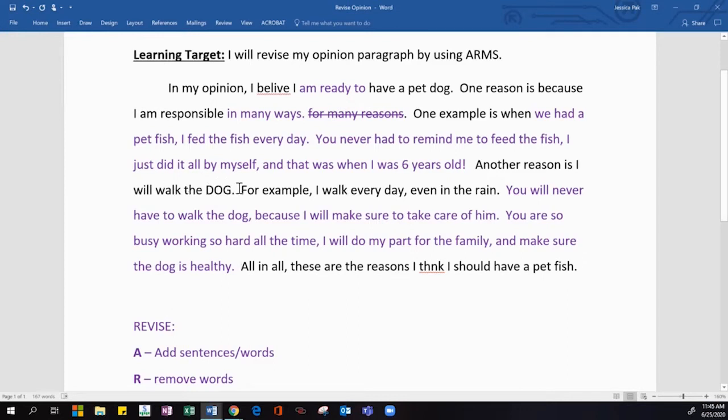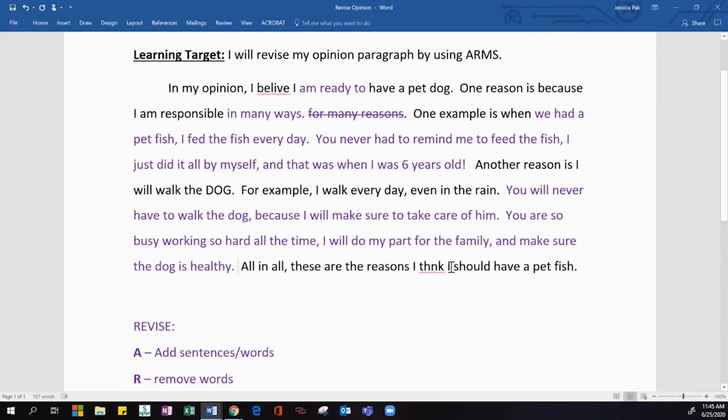Another reason is I will walk the dog. For example, I will walk every day, even in the rain. You will never have to walk the dog because I will make sure to take care of him. Okay, I'm okay with that. You are so busy working so hard all the time. Again, I'm trying to butter up my parents. I will do my part for the family and make sure the dog is healthy. All right, so I added two whole long sentences to my example and explain right there, proving again that I am responsible.